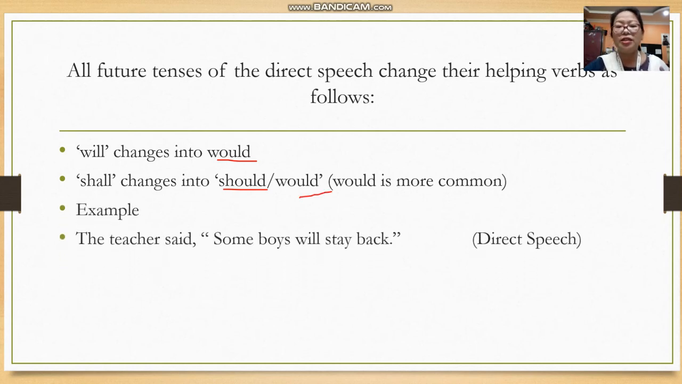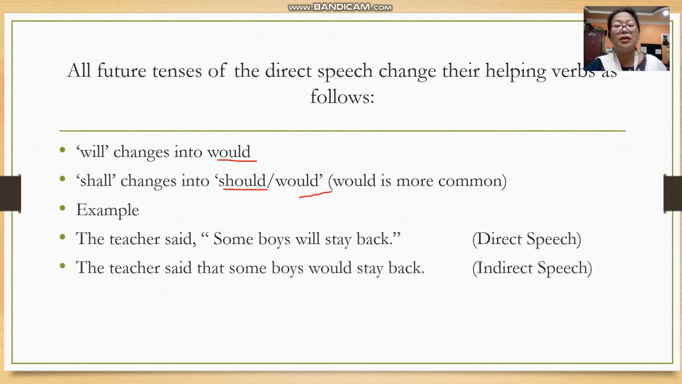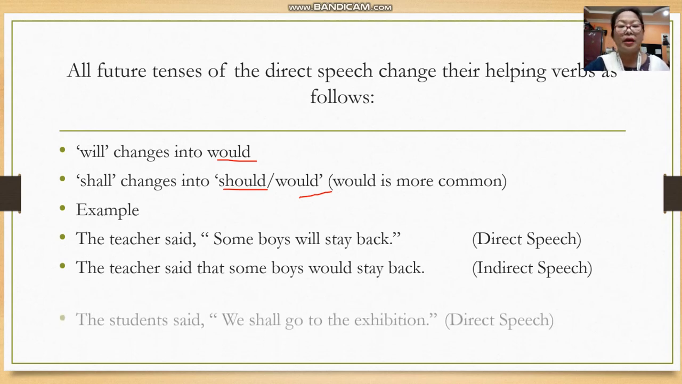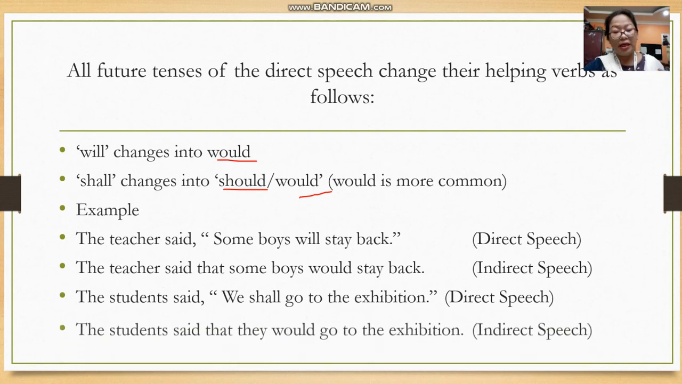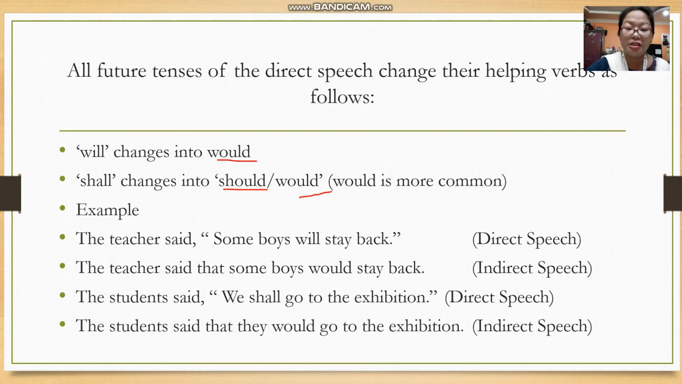Example: the teacher said, some boys will stay back, and in indirect speech it will become, the teacher said that some boys would stay back. Then, the student said, we shall go to the exhibition. In indirect speech it will become, the student said that they would go to the exhibition. So this is the change in tenses when it is a future tense.